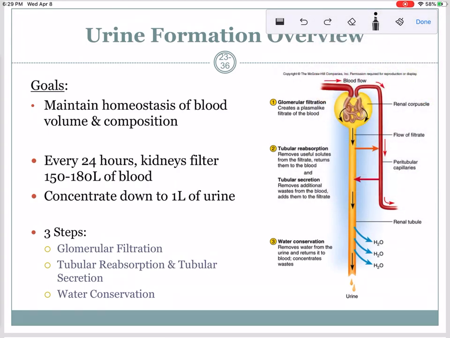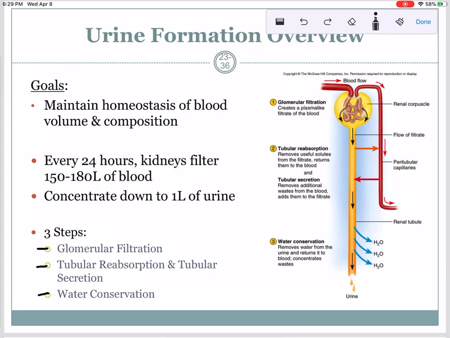So we're going to be using these 3 steps. Urine is formed through first glomerular filtration, and then tubular reabsorption and secretion. And the third and final step of urine formation is water conservation. And these happen in order. We may remember that all of this is happening inside of the nephron.